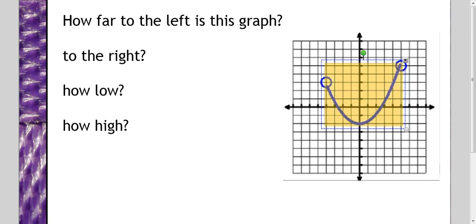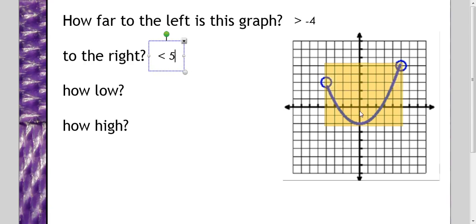So when I say how far to the left it goes, now notice we've got an open circle here. So we've got -1, -2, -3, -4. But I want numbers bigger than -4 because -4 isn't actually part of the answer. Why do I know that? Because of the open circle. And the same thing's going to happen over here on the right, except this would be less than 5.